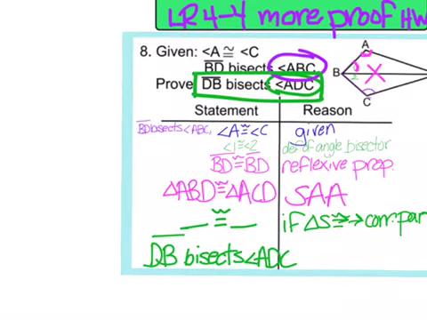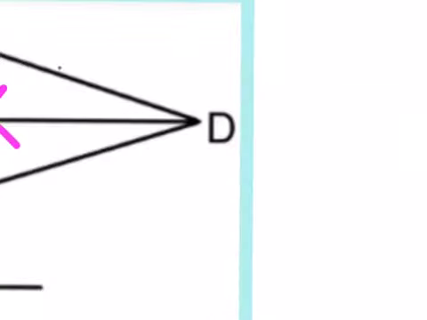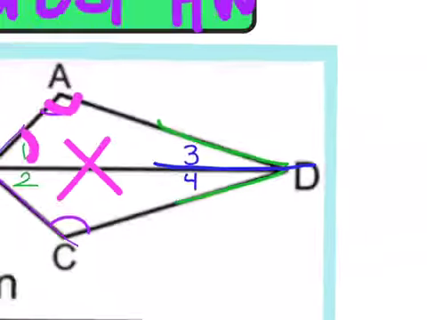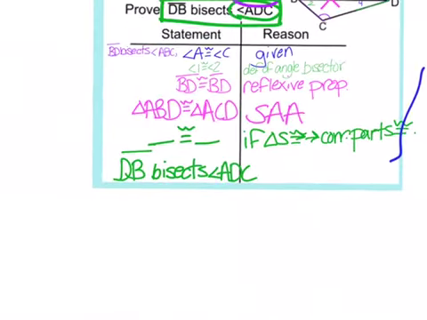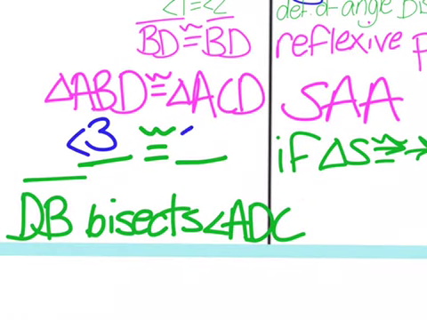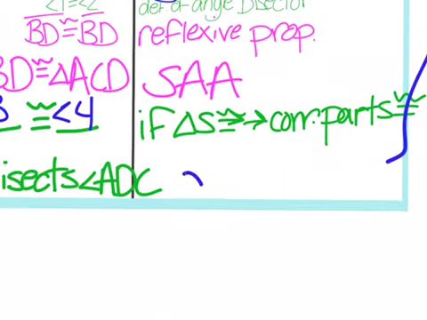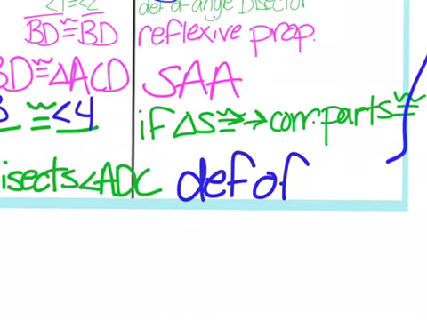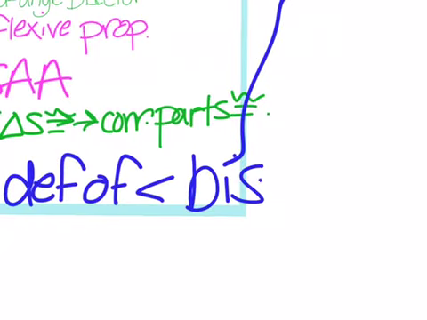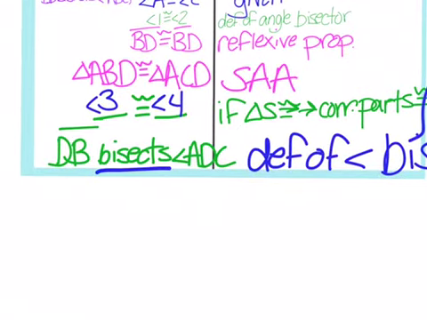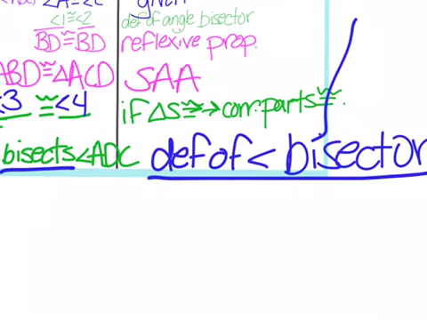So if I want DB to bisect ADC, well, here's angle ADC. If I want this to be an angle bisector, what would it have to do to this angle right here? It would have to split it into two congruent parts. So, angle 3 congruent to angle 4. They are corresponding parts. And that would be true because that's the definition of angle bisector. Anytime you have a something is a something, DB is an angle bisector, your rationale will be definition of angle bisector. And that's the proof for problem number 8.